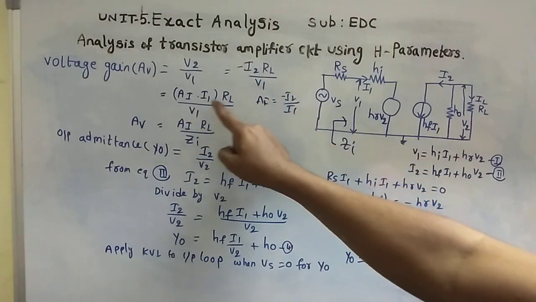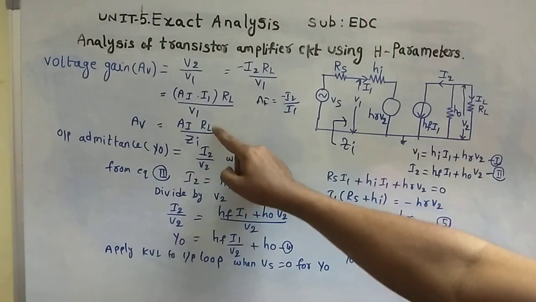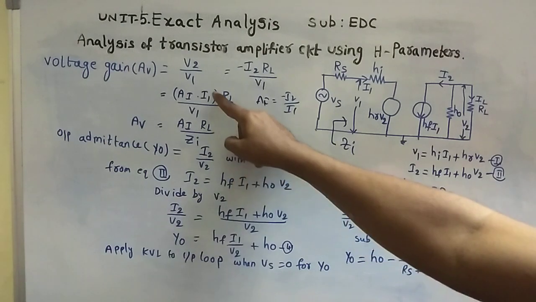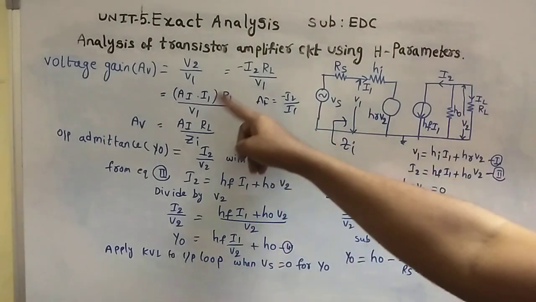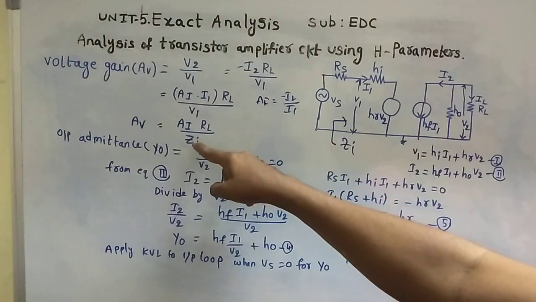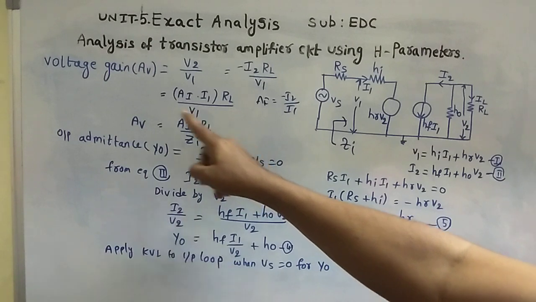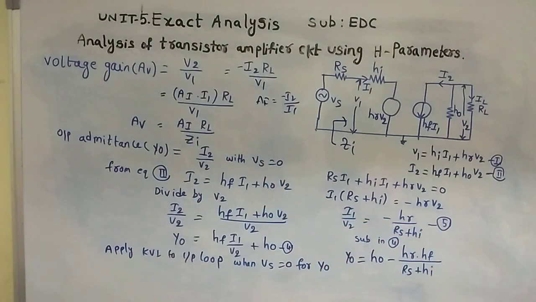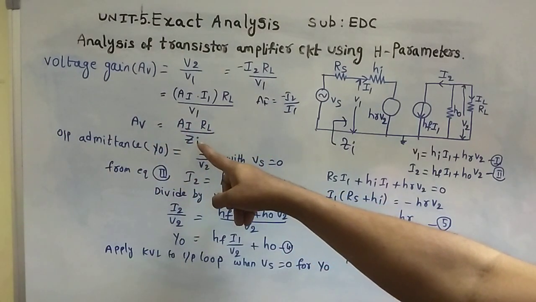AI into I1 into RL by V1. So AI into RL, and V1 by I1 is nothing but Zi. I1 by V1 is nothing but 1 by Zi. So AI into RL by Zi. Directly we can write the voltage gain equation in terms of input impedance as well as current gain. AV is equal to AI into RL by Zi.